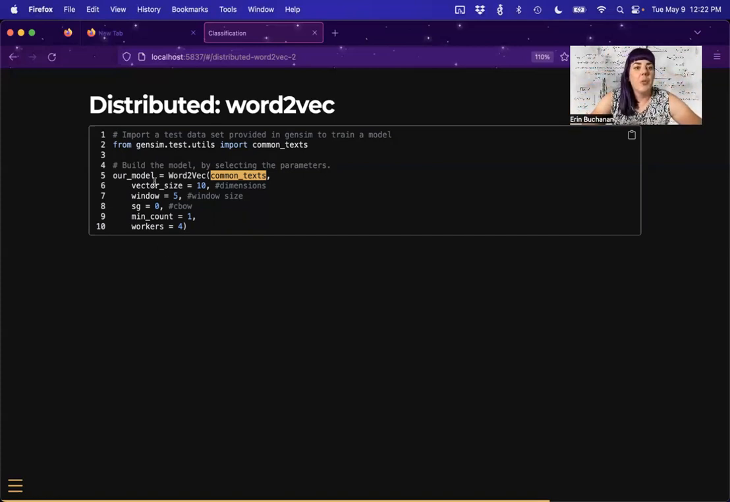You put in the vector size, that's the number of dimensions. If I had a large text corpus, I would probably start at 300, just because there's some research that shows that that's a good number.